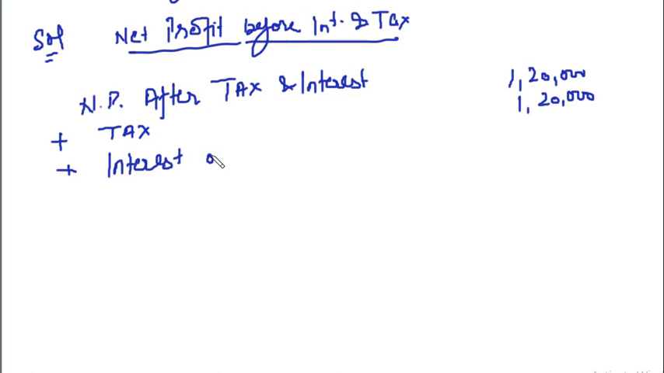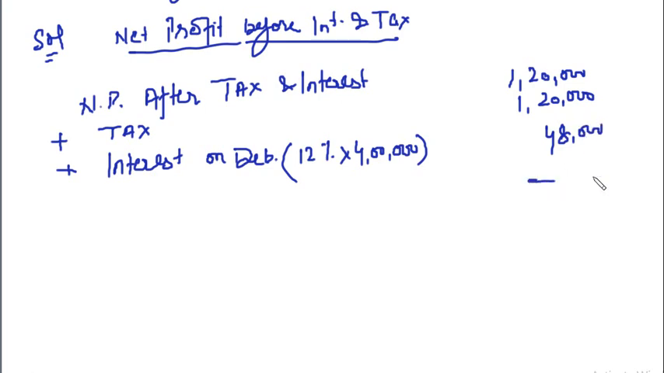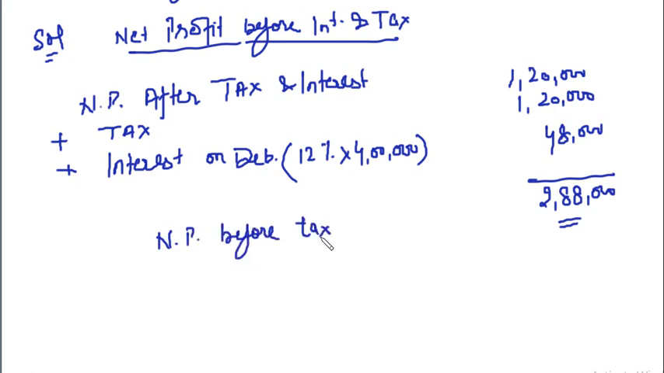Interest on debentures, 12% of 4 lakh. This comes to 48,000. So the total net profit before interest and tax comes to 2,88,000. This is your net profit before tax and interest. Clear? So you have the first element covered.